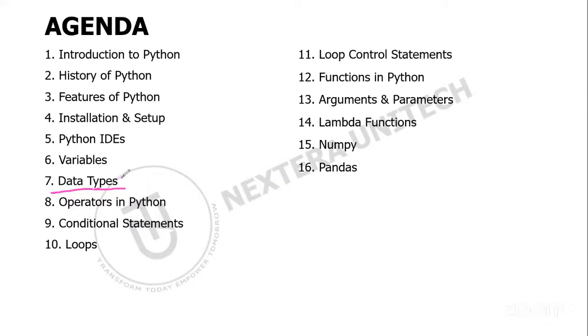We have 14 data types, and it is not possible to cover all 14 data types in a single class, so we have partitioned it into 2 classes. We are going to learn data types in 2 classes. Today we'll be learning the first category of data types, followed by the next class. So let us start with the data types.